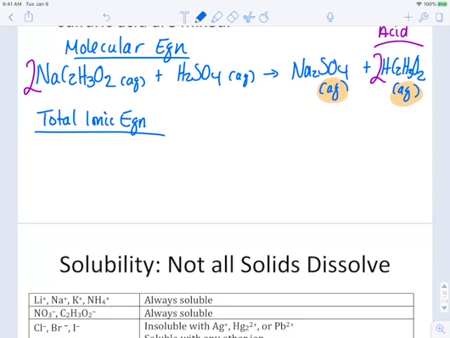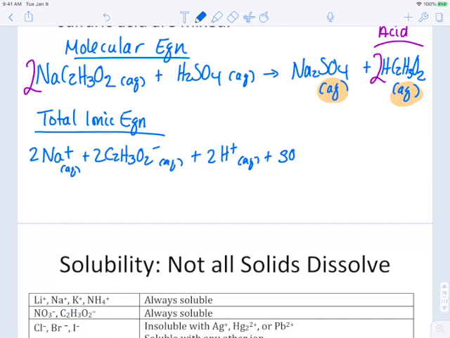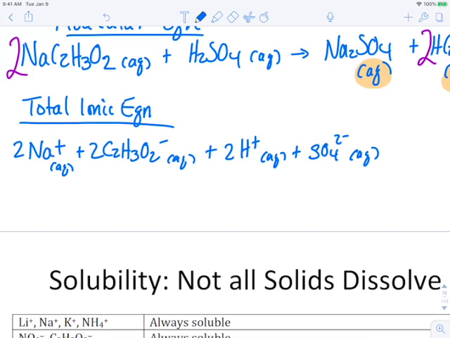All right, total ionic equation. So I'm going to break up the sodium acetate because it's a soluble ionic compound. 2 sodium plus 2 of our acetate. Both of these were aqueous. Then I'm going to break up our sulfuric acid, like so. All right, any questions on how I broke up those reactants?